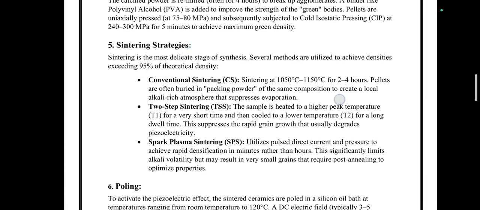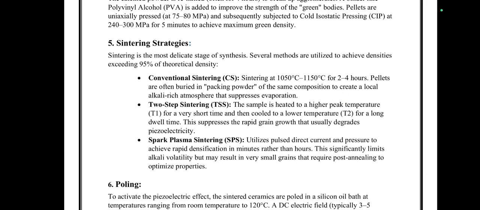The next step is sintering strategies. Basically, sintering involves densification of the calcined material, and it is the most delicate stage of synthesis. Several methods are utilized to achieve densities exceeding 95% of theoretical density, but conventional sintering, two-step sintering, and spark plasma sintering are explained here.